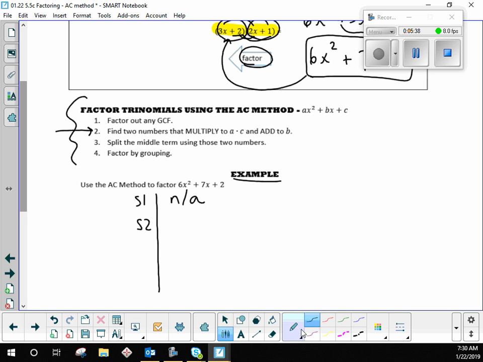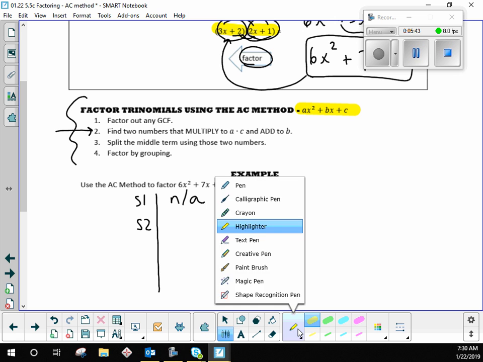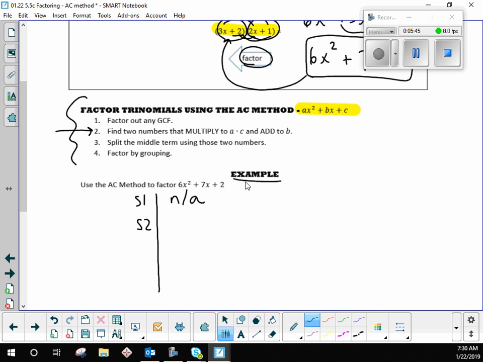Well, what does that even mean, a, c, and b? Here's where I want to bring your attention to the standard form right here. That is standard form for a trinomial, where a is the coefficient for x squared, b is the coefficient for x, and c is your constant. So in this example problem, a is 6, b is 7, and c is 2. So when step 1 says find two numbers that multiply to a times c, that means 6 times 2. And add to b means adds to 7.